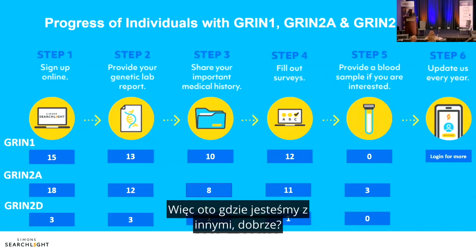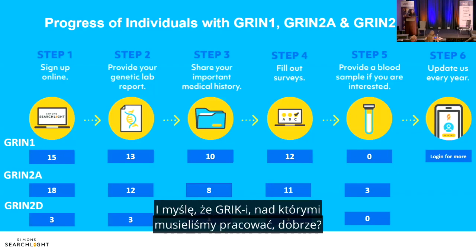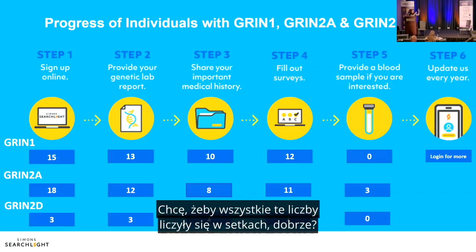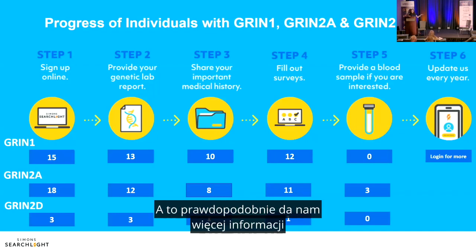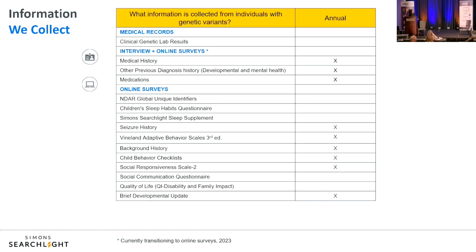So here's where we are with the others, okay? GRIN1A is at the top here. We have 15 individuals, GRIN2A we have 18 individuals, and GRIN2D is 3. And I think the GRIAs we've got to work on, all right? So keep doing it. I'm telling you, if I come back in a couple of years, I want all those numbers up in the hundreds, okay? We need to show the numbers. And this is probably going to give us more information since we don't have ICD-9, 10, and 11 coding.